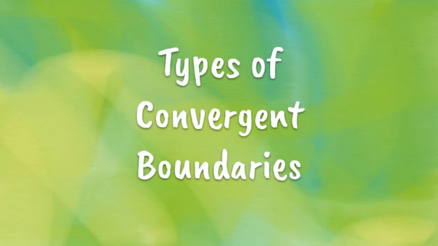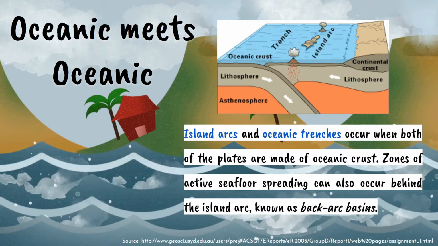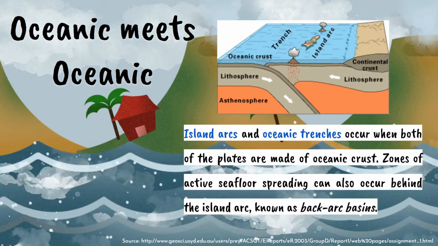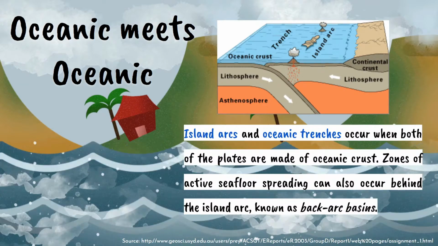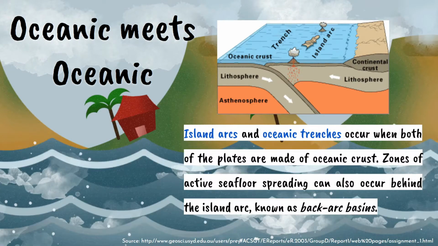Now let's go to examples of convergent boundaries. The first situation is where oceanic crust meets an oceanic crust. Island arcs and oceanic trenches occur when both of the plates are made of oceanic crust. Zones of active seafloor spreading can also occur behind the island arc, known as back arc basins.